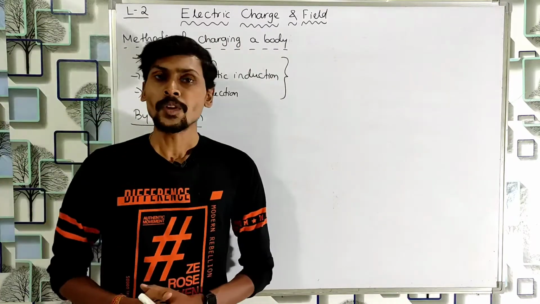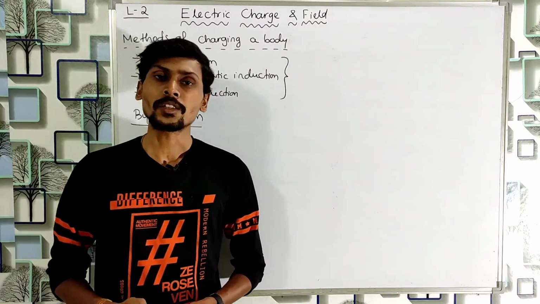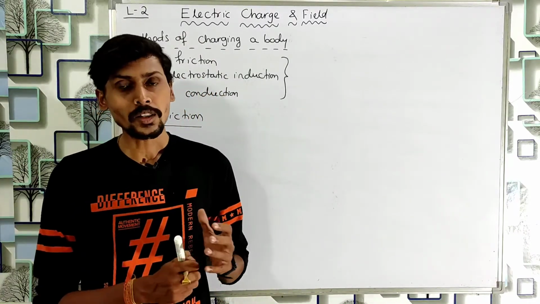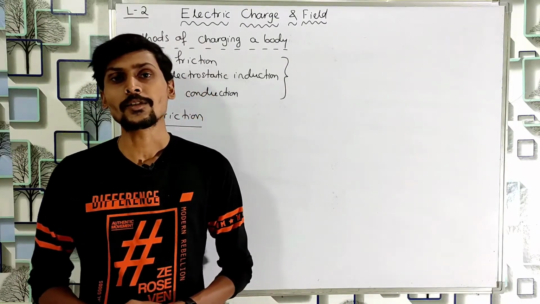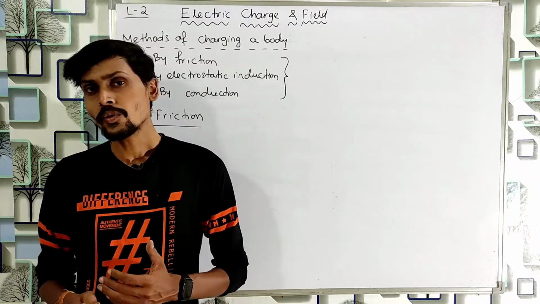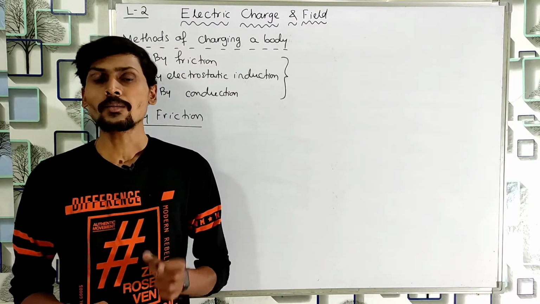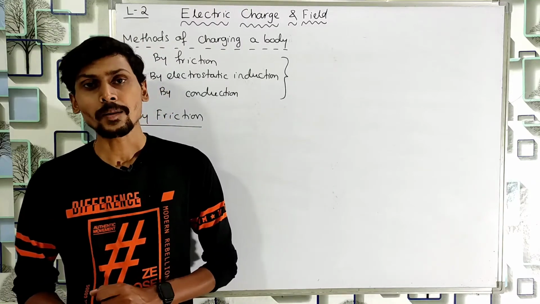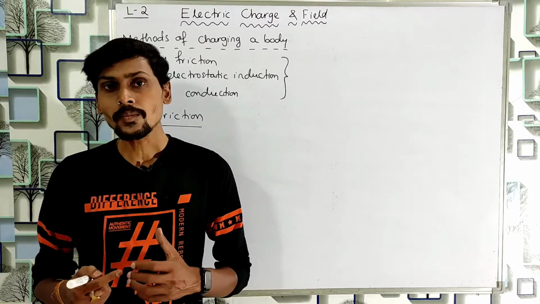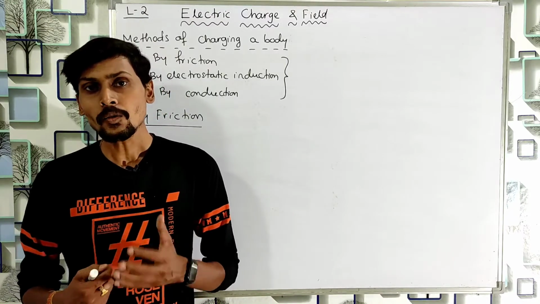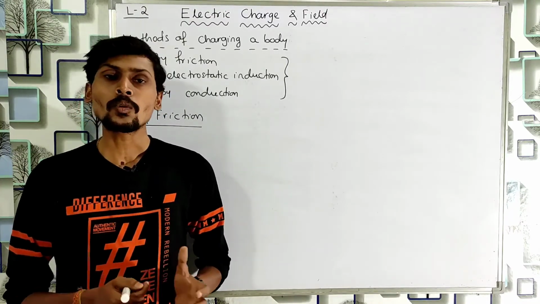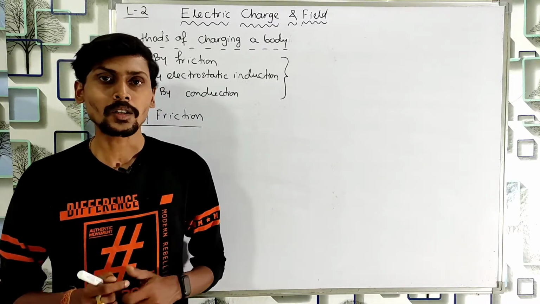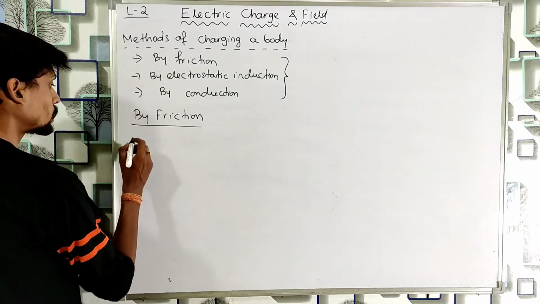So students, remember that when 2 suitable substances are rubbed against each other, then one body will lose electrons and the other body will gain electrons. The body which loses electrons will acquire a positive charge, and the body which gains electrons will acquire a negative charge. Here we rub the 2 bodies against each other, and due to the friction between them, there is a transfer of electrons from one body to the other. So let me write this point.